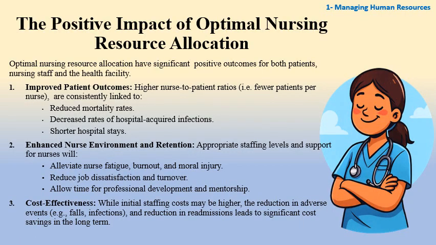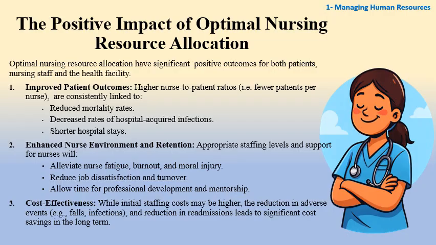The positive impact of optimal nursing resource allocation. Optimal nursing resource allocation has significant positive outcomes for patients, nursing staff, and the health facility. 1. Improved patient outcomes. Higher nurse-to-patient ratios, that means fewer patients per nurse, are consistently linked to reduced mortality rates, decreased rates of hospital-acquired infections, and shorter hospital stays.